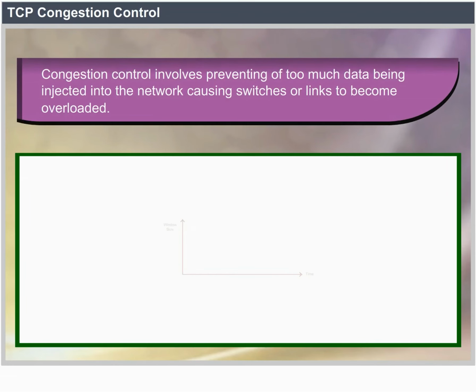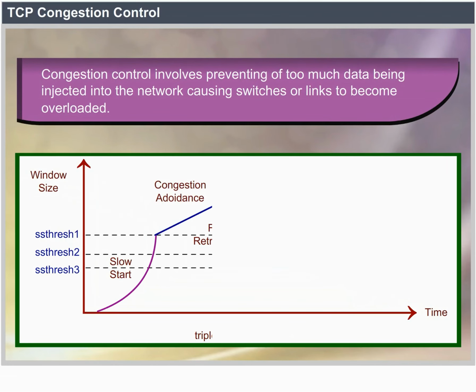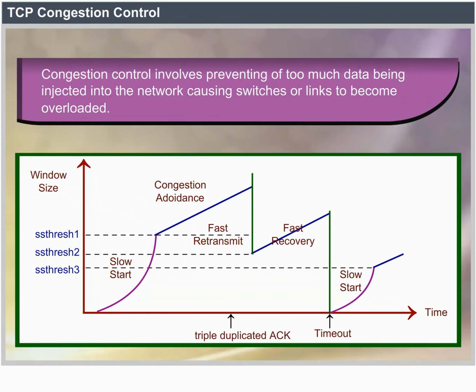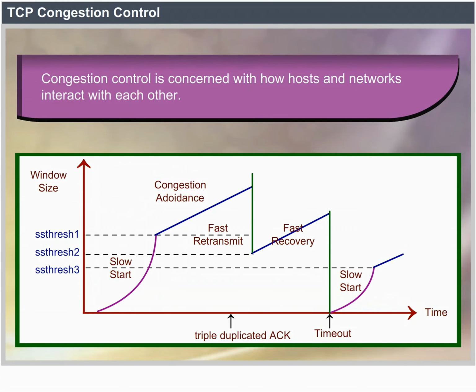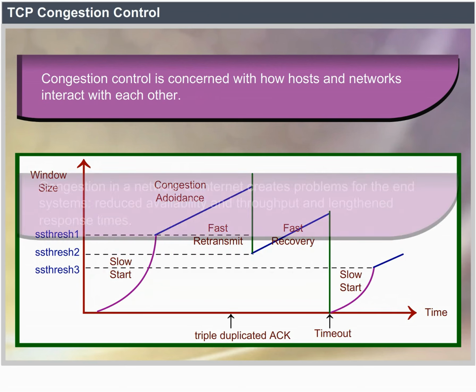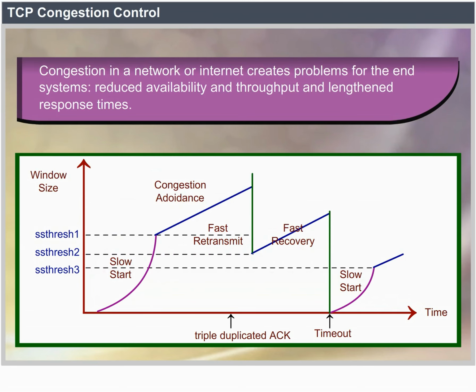TCP congestion control. Congestion control involves preventing too much data from being injected into the network, thereby causing switches or links to become overloaded. Congestion control is concerned with how hosts and networks interact. Congestion in a network or internet creates problems for the end systems: reduced availability and throughput, and lengthened response times.